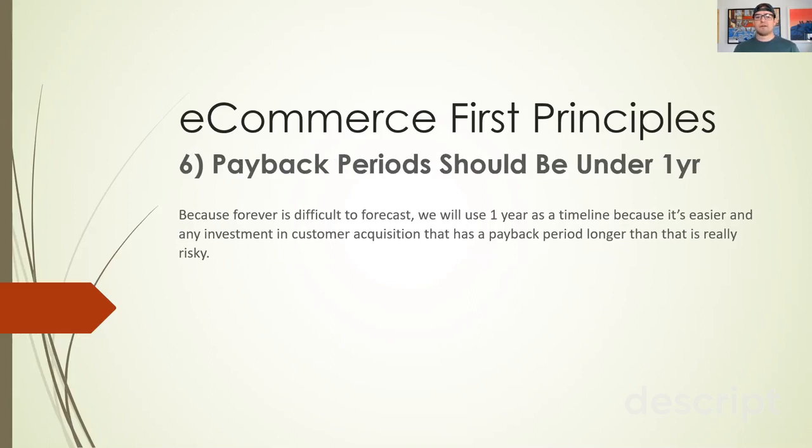The last principle is that payback periods should be under 1 year. Because some people will buy forever, that's wonderful, and we obviously want those people, but because forever is difficult to forecast, we choose to use 1 year as a timeline because it's a little bit easier for modeling and understanding your business, and any investment in customer acquisition that has a payback period greater than a year is a lot riskier. So we really want to try to focus on things that are going to help get a return in under 12 months. So knowing these principles, let's jump into our template and walk through some of the logic for how we do our forecasting.